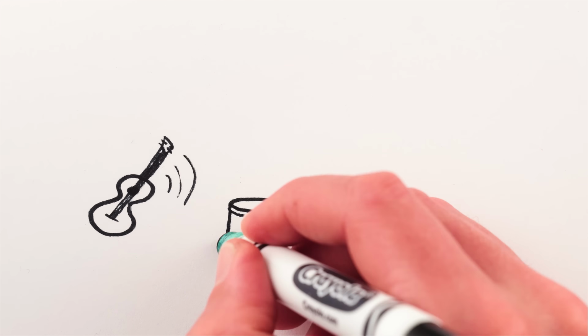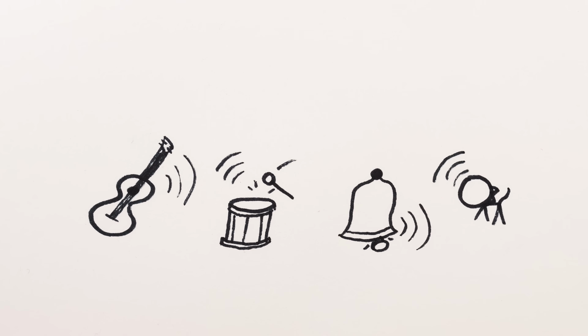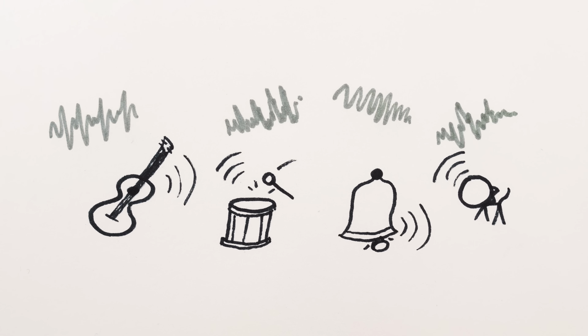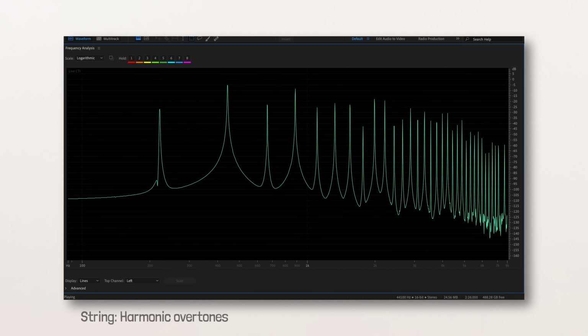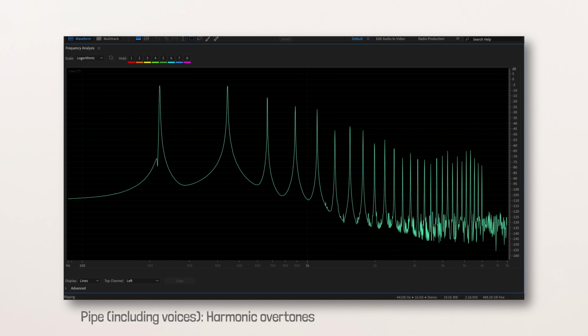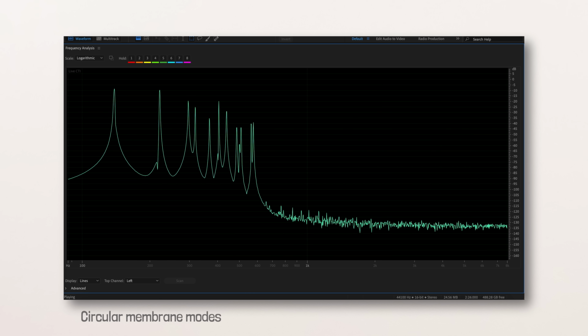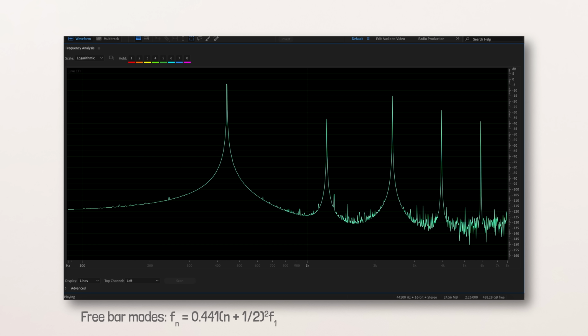Lucky for us, in our universe, the different physics and shapes of sound-producing objects result in different combinations of sine waves. The overtones of a vibrating string look and sound like this. Overtones of pipes look and sound like this, or this. Circular drums like this. Bars like this.